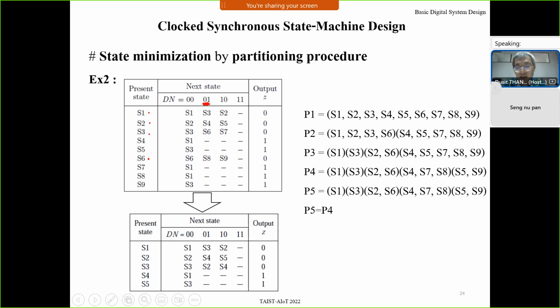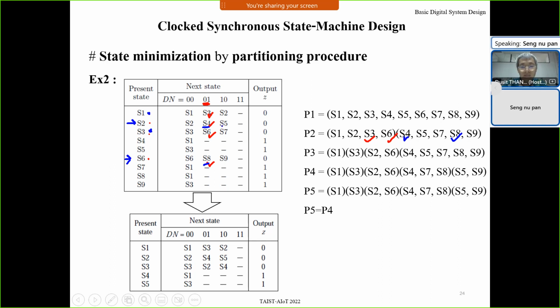1, 2, 3, 6. In this case, next state of S1 when input is 01 is 3, and of the others 4, 6, and 7. Different, right? 3, 4 is 6 and 8. That means next state is S4 and S8. S2 and S6 must separate from S1 and S3, right? Yes.